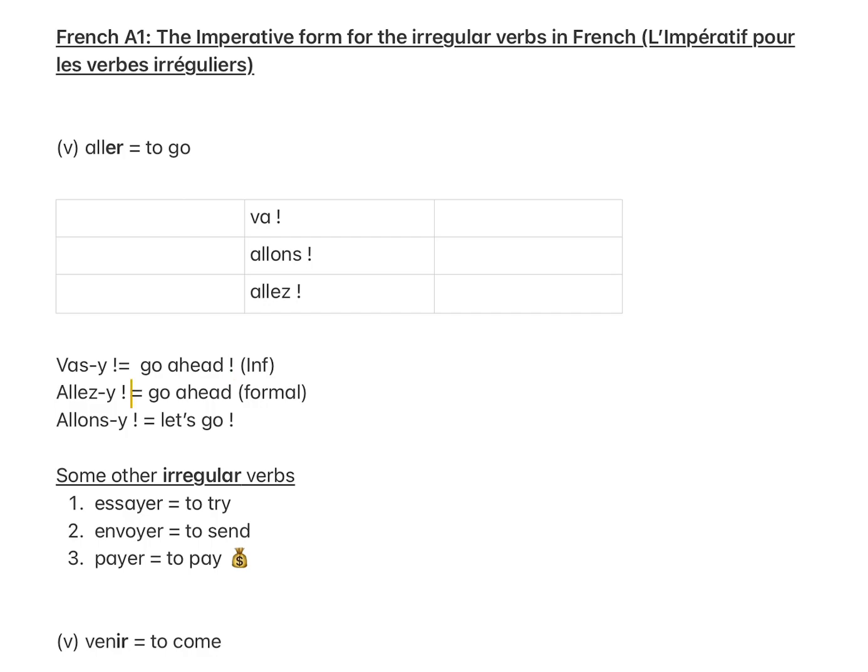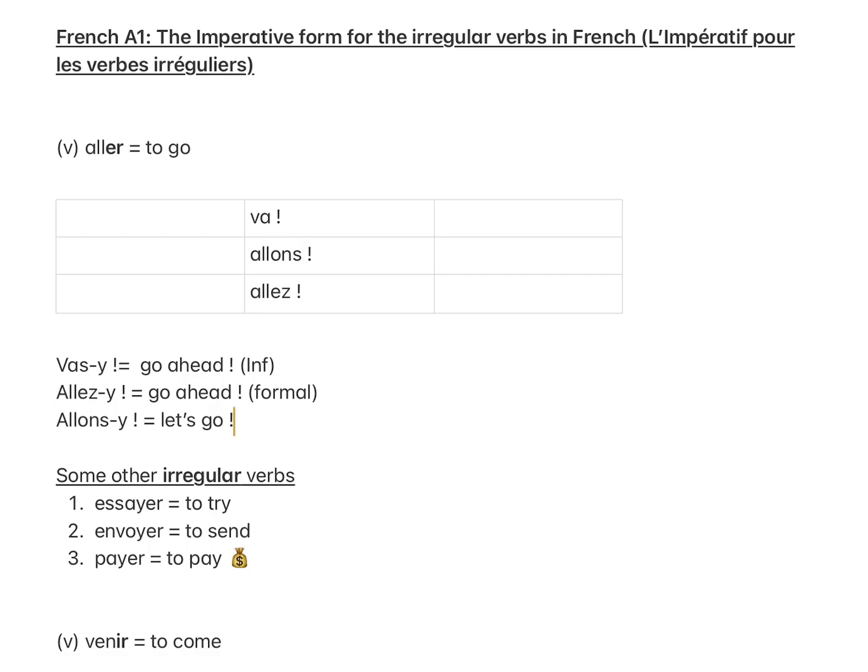Similarly, we have the expression allez-y. Allez-y also means go ahead. However, it is in the formal way. And then we have allons-y. Allons-y means let's go. So the two sets of the imperative form for the verb aller shouldn't be confused.